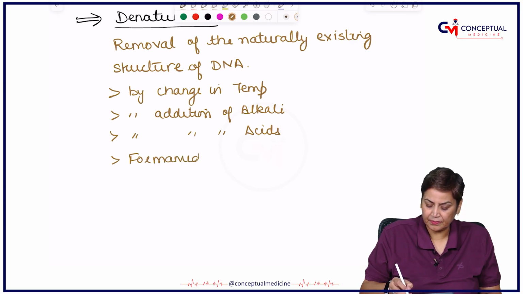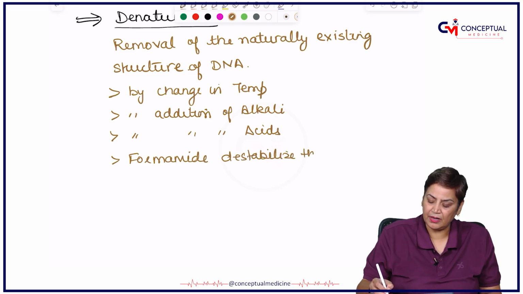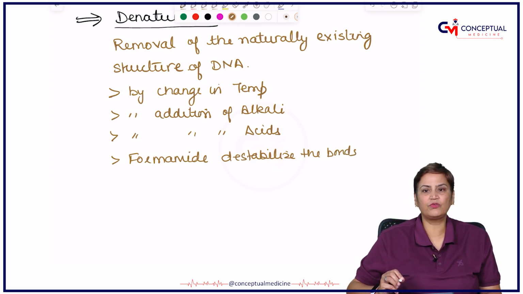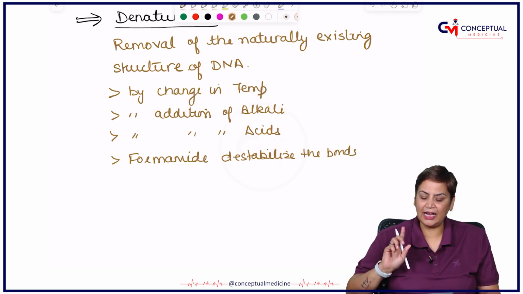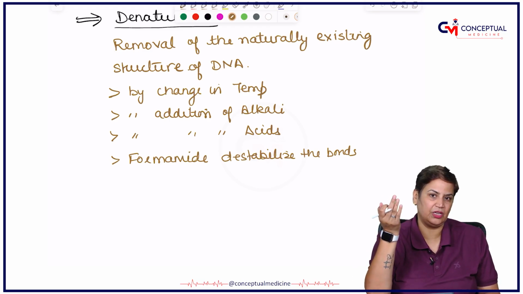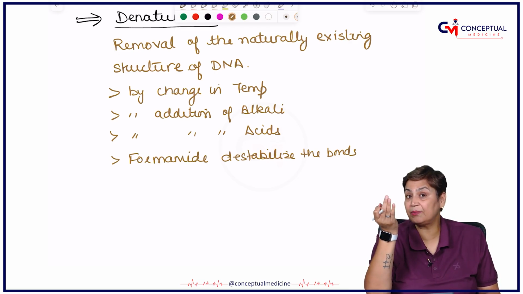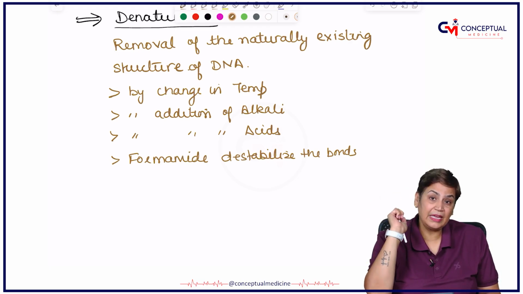Formamide also destabilizes the bonds. And here always remember, the hydrogen bonds are broken. Not the phosphodiester bond, not the beta-N-glycosidic bond, only the hydrogen bonds will be broken. So whenever we are increasing the temperature, the bonds will break because the hydrogen bond is more susceptible towards heat.